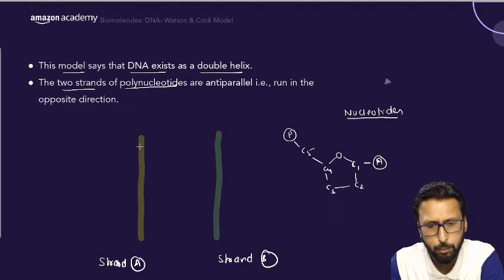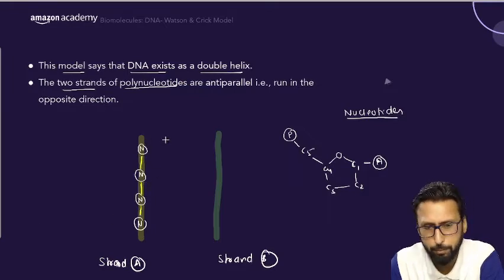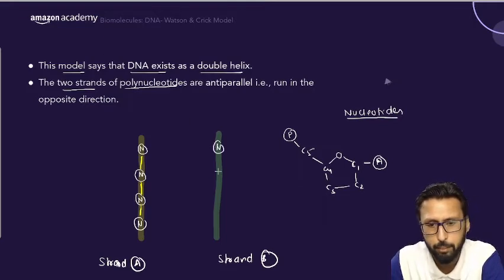Suppose this is one nucleotide, this is the second nucleotide, this is the third nucleotide, and this is the fourth nucleotide. They are joined together like this, by phosphodiester bonds. The same thing is going to happen here. This is one nucleotide, this is the second, this is the third, and this is the fourth nucleotide. They are also joined together like this.